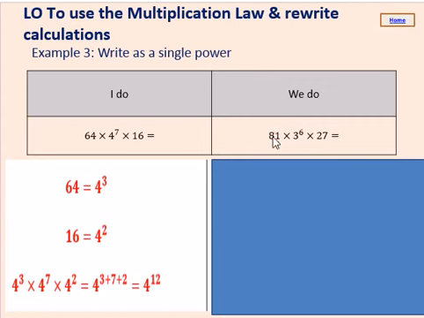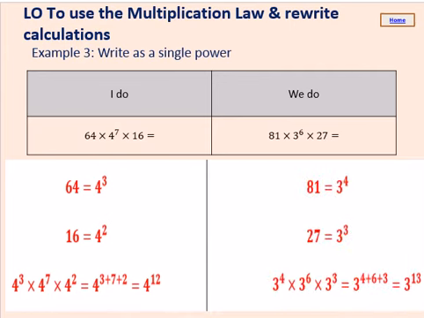Remember, the trick is looking at the middle power, well, that's 3 to the power 6. How can we rewrite 81 and 27 as powers of 3? And then completing it from there. We'll go through the answer in a moment.